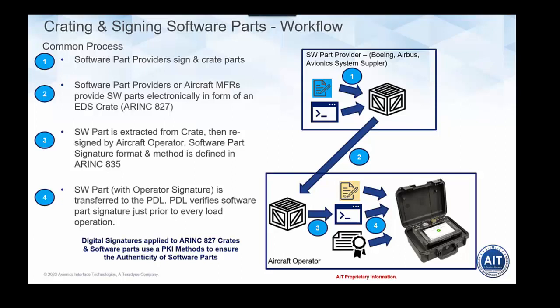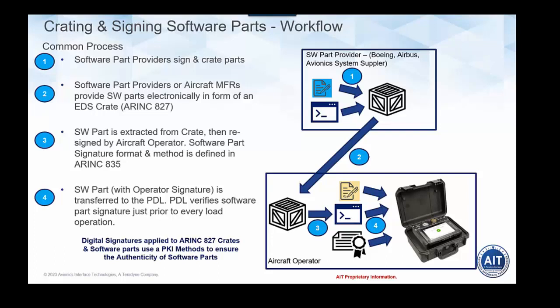So we talked about that those parts have to be, in order to be used by a data loader, packaged into an ARINC 615 loadable software part. But also, you can optionally sign those software parts. So that means attaching a digital signature in a process similar to this. The first thing would be at the software provider in step one. So this would be the aircraft manufacturer or the avionics system supplier. The software part would be digitally signed and put into a crate.